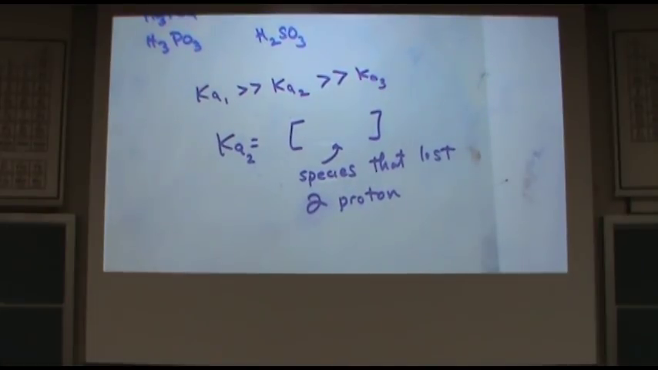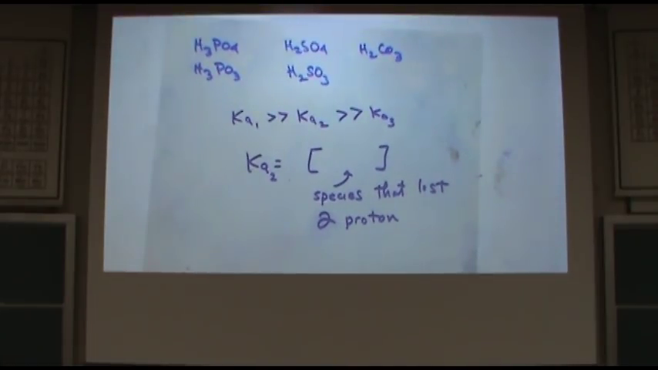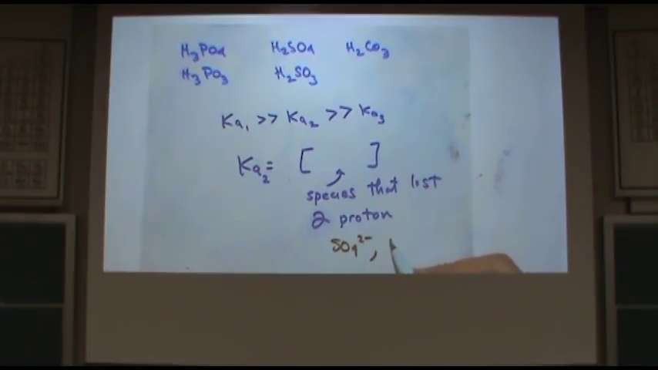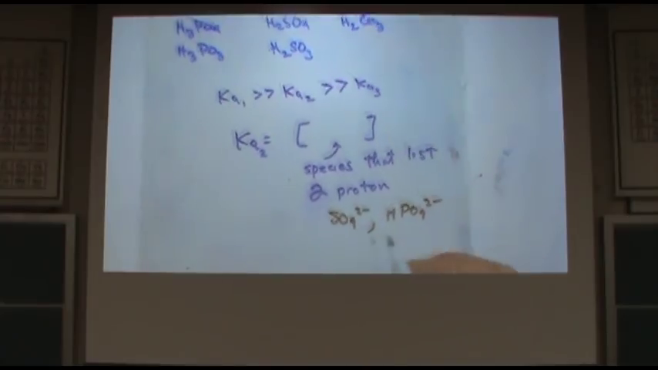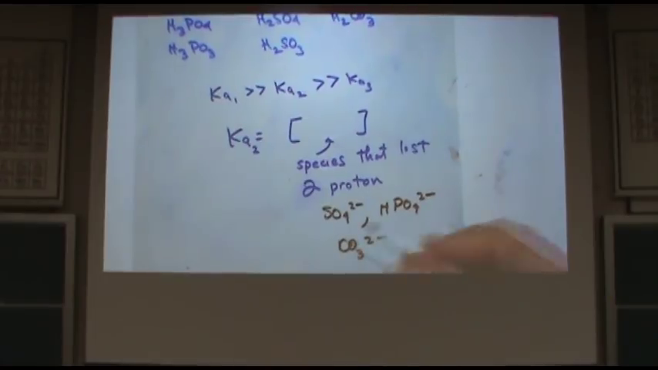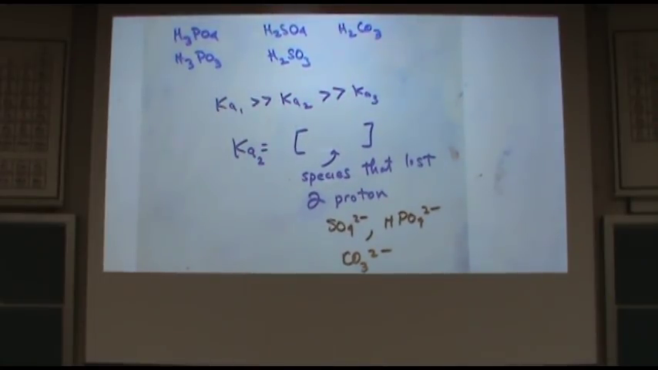So for example, let's do a different color. For the species I listed, that would be SO4 2 minus, or HPO4 2 minus, or CO3 2 minus, all those kind of things. They lost 2. Okay? For a polyprotic, the pH comes primarily from which loss of the proton? First, second, third? First decides the pH.